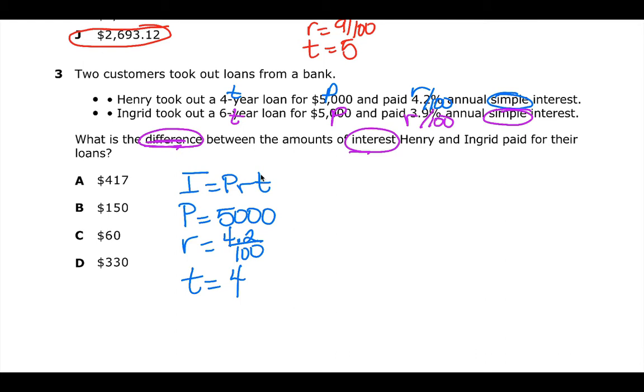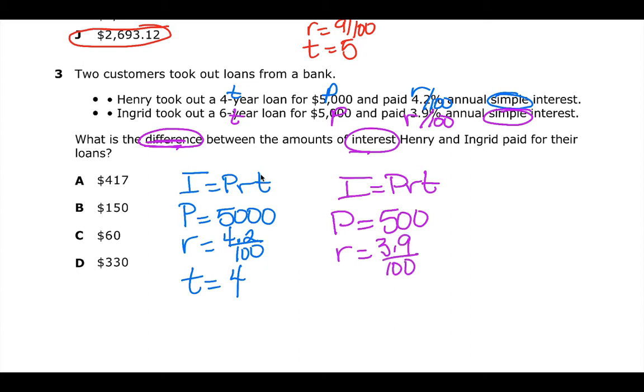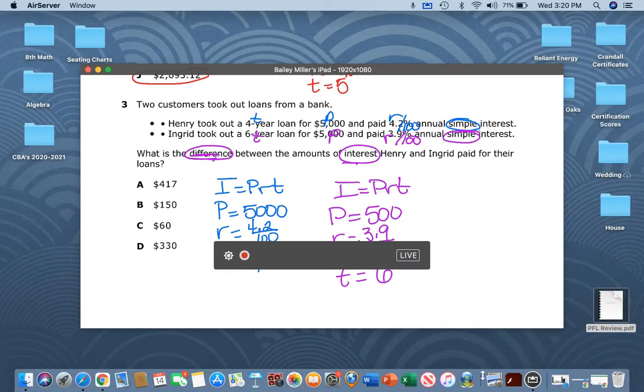And then we're going to change to purple for Ingrid and do almost the exact same thing. We're just going to change... Same principal. Different rate and time. Different rate. And different time. Okay. I'm going to go to Decimals.